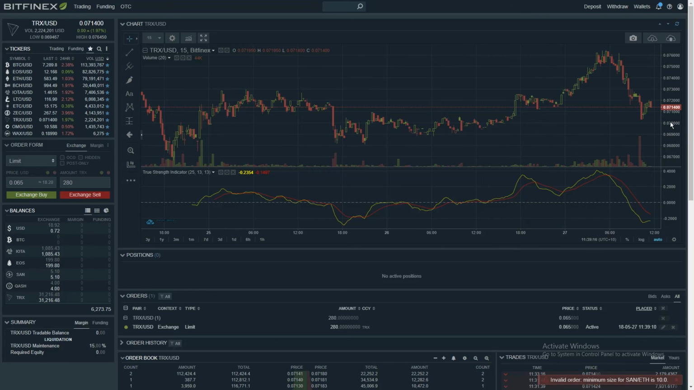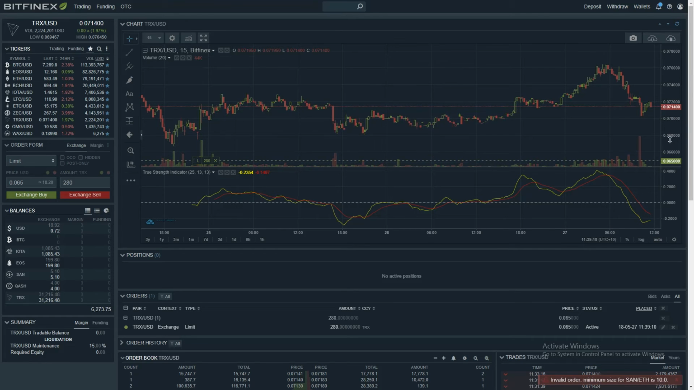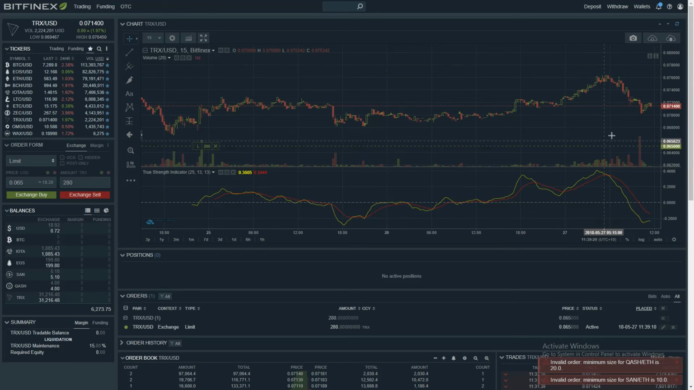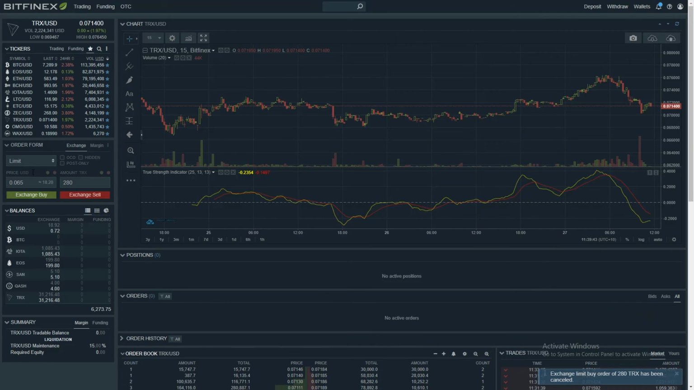So you can see down here, we now have an order sitting in the order book. If I scroll out, I can click and drag this to give myself some more space, and I can see here, this is where the current market's at, and this is where my buy-in price is over here. So effectively, if this drops all the way down here, this will execute off that order. I will now be the proud owner of 280 more TRX at 6.5 cents a piece. I'm just going to cancel that order now.